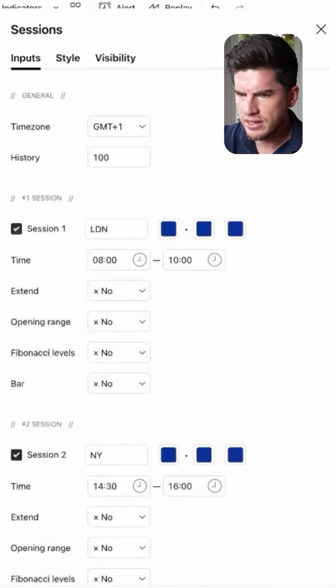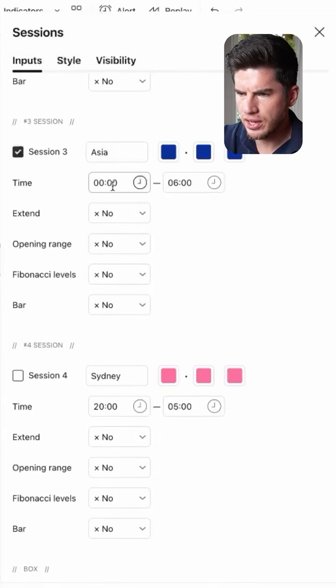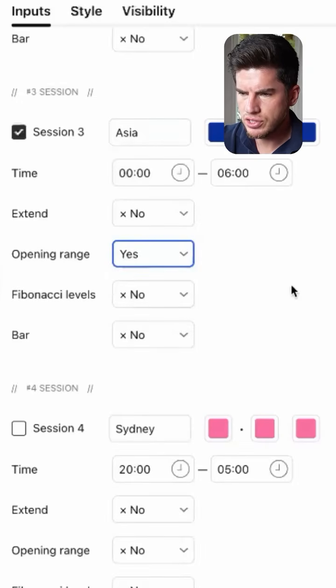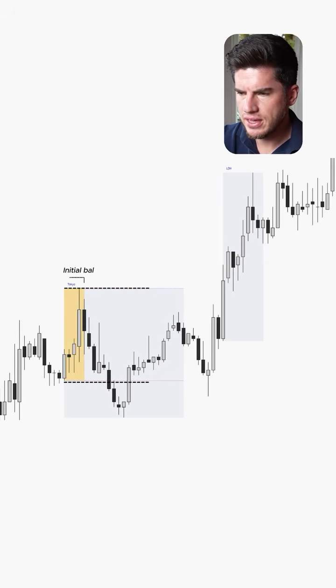Once you've downloaded the indicator, I want you to open up the settings, input your Asia session, which is from midnight till 6 AM, that's in British Standard Time. Turn on opening range, then scroll down to the range settings and make sure it's set to 60. Click OK, and then the indicator shows the first hour of the Asia session, which is the initial balance.